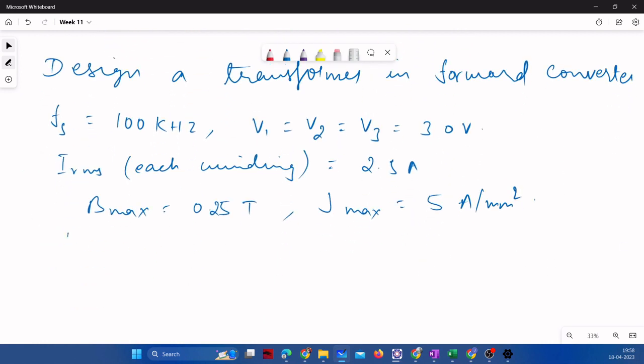Now Kw and D are given. Kw is 0.5 and the duty ratio D of the forward converter is 0.5. Now you just need to compute the area product. Okay.